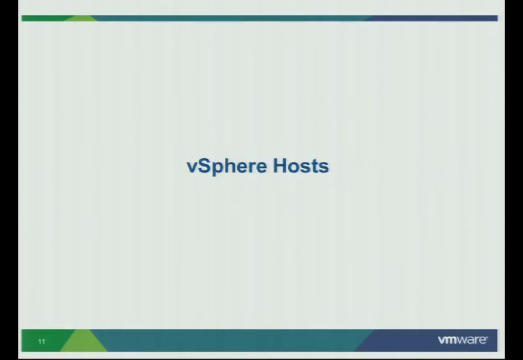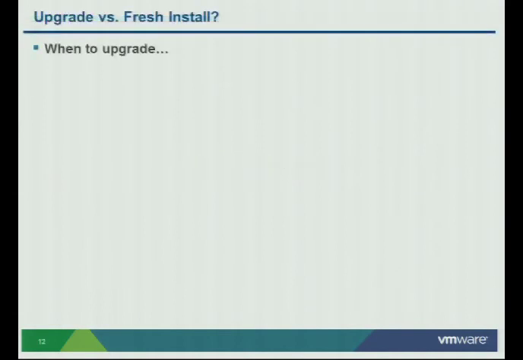So now I want to move on to the host, and this is more my area of expertise, ESXi, and let's talk about upgrading your vSphere host. Phase 1: vCenter always goes first. We've got to make sure we're running vCenter 5.1, and then we go on to phase 2, where we upgrade our host. Probably one of the most common questions I get is, should I upgrade or should I do a fresh install?